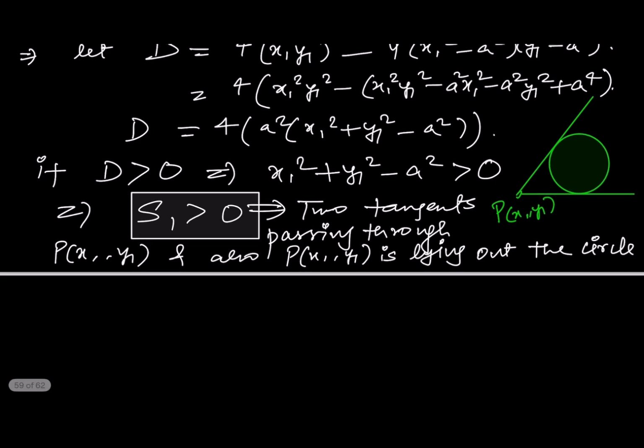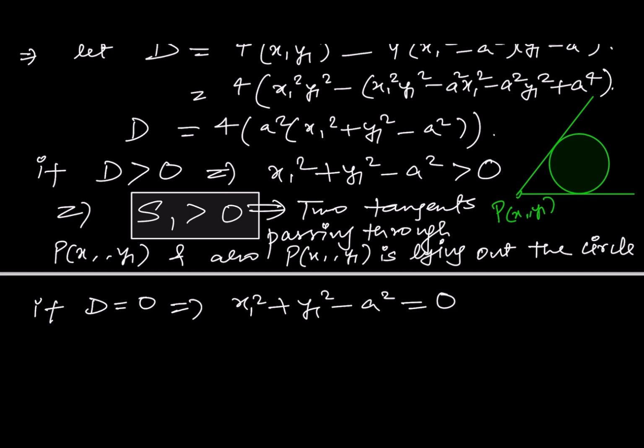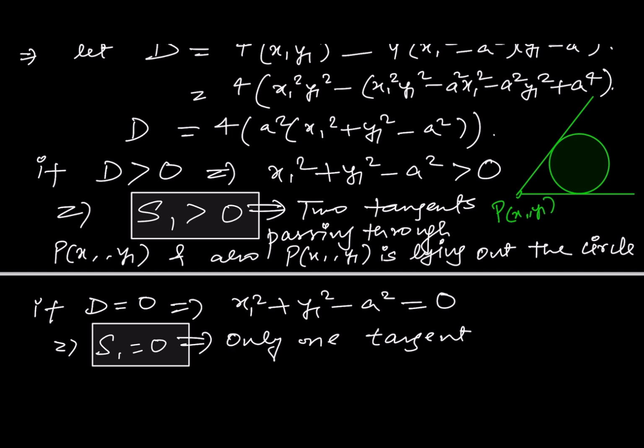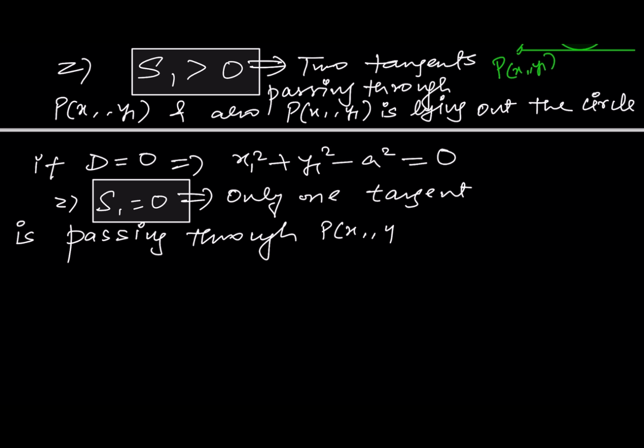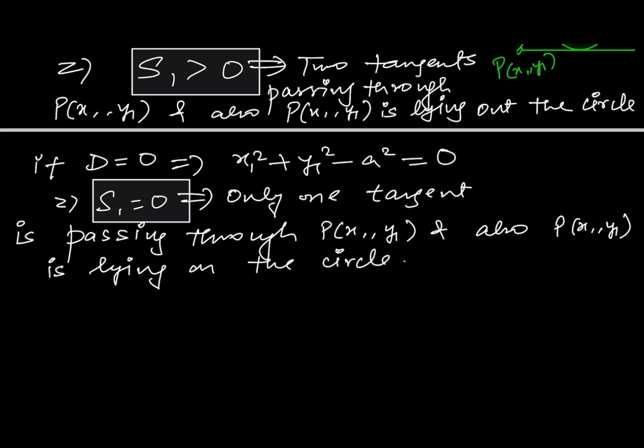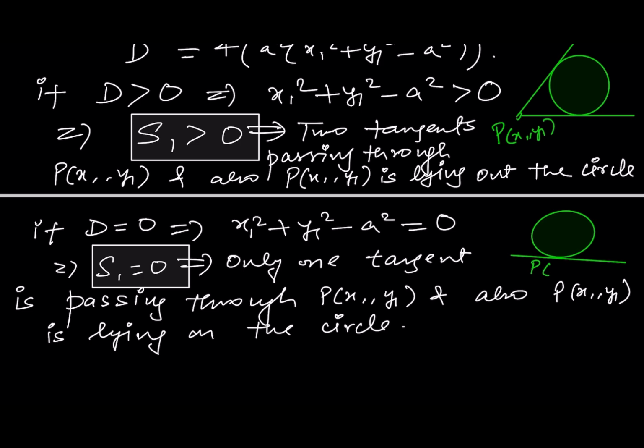Now, if D is equal to 0, it means x1 square + y1 square - a square is equal to 0, or S1 is equal to 0. And if S1 is equal to 0, only one tangent is passing through P (x1, y1) and also P is lying on the circle. Like as shown in the figure, P is here.